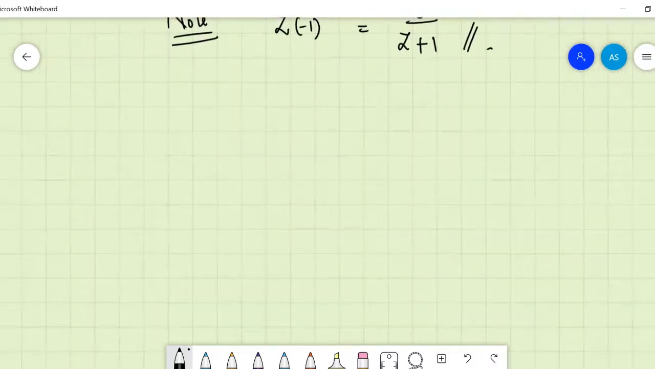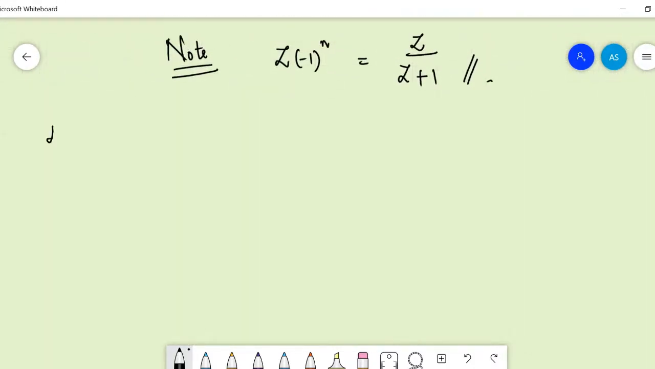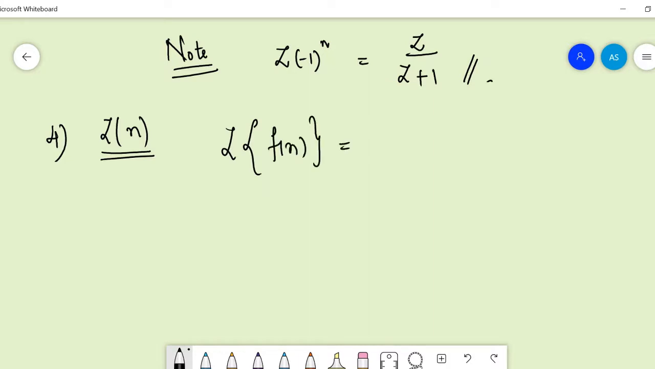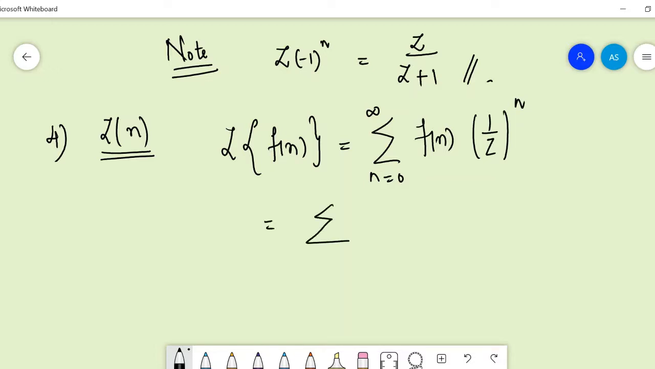So next one, fourth one, Z transform of n. Again I am writing the formula: Z of f of n equals summation n ranges from 0 to infinity f of n, 1 by z power n. So here f of n value is n. So summation n equals 0 to infinity n, 1 by z whole power n.